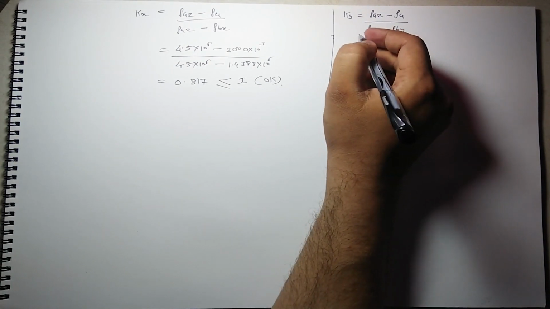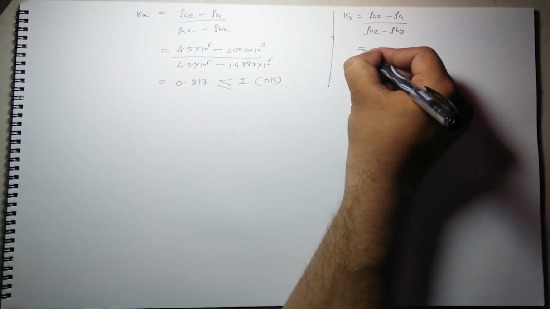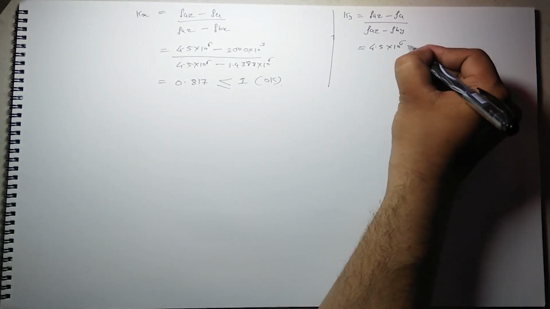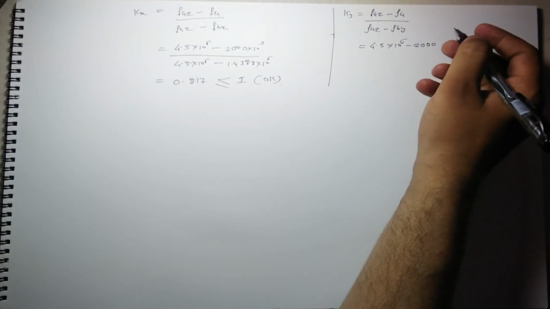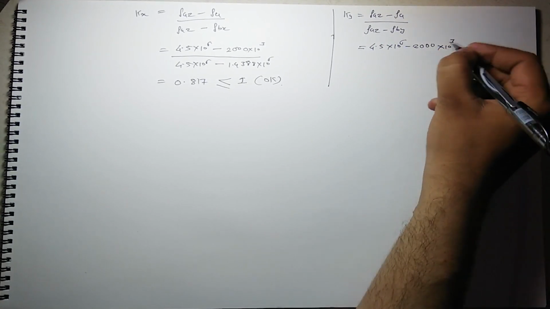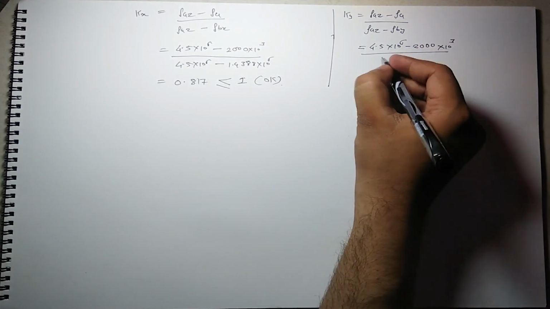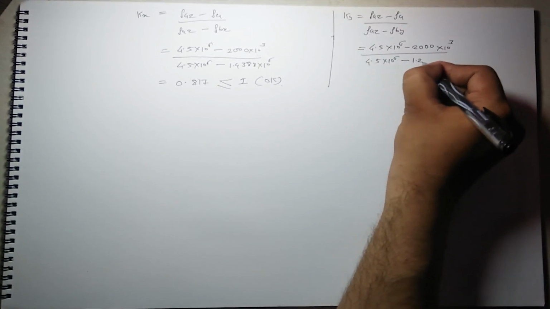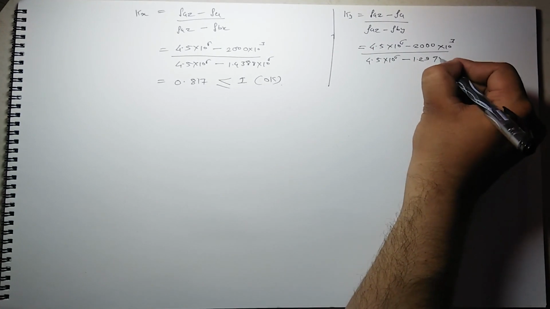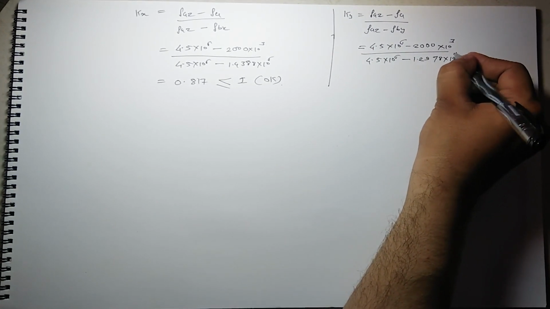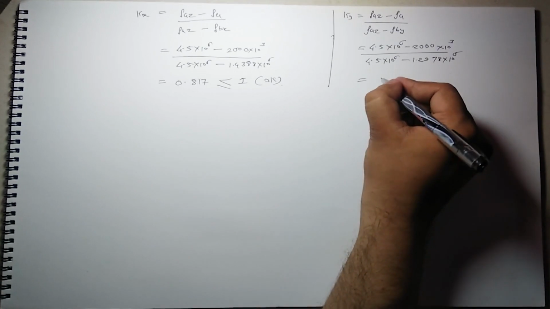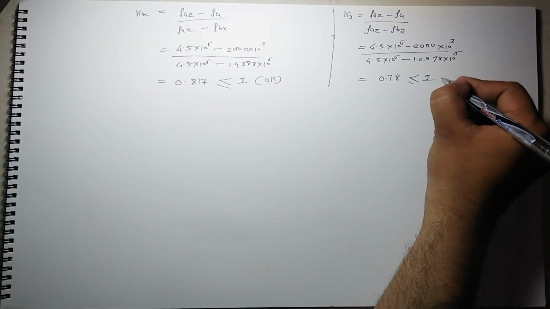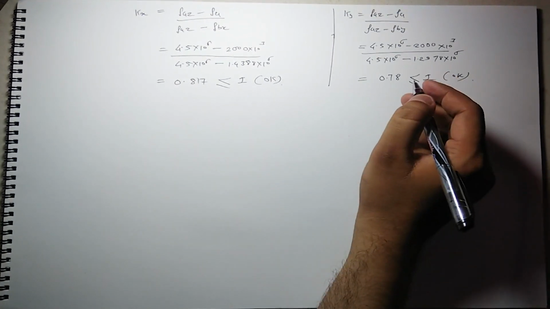Now here again, put the value. What is the value of that? 4.5 into 10 to the power 6 minus 2000 into 10 to the power 3. These values are given, Pu. Then again 4.5 into 10 to the power 6 minus 1.2978 into 10 to the power 6. So this value is also coming 0.78, which is less than 1. So it is okay, safe.